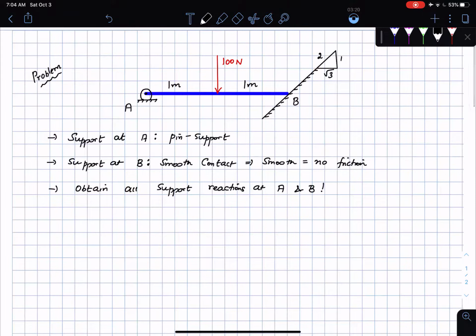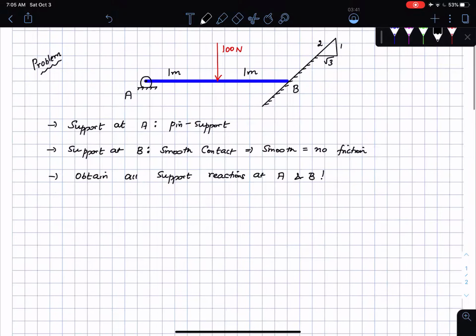So what do we do? We typically start off by drawing the free body diagram of this entire setup. We also typically know that if I have a pin support, then obviously the pin support prevents translation in both the directions but allows me to rotate. Okay, so typically this is how I view the problem. This is how I analyze the problem. Let's look at the solution.